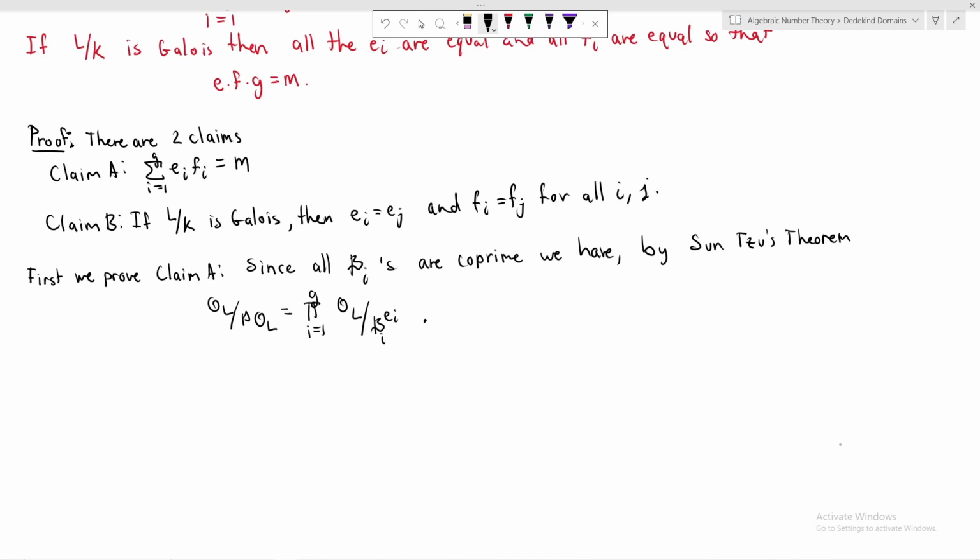Okay. So once we have this factorization, then we know that if we compute the dimension as O sub K mod P vector spaces on both sides, that should be the same. So let's just think for a minute about how we're interpreting both of these things as O sub K mod P vector spaces.